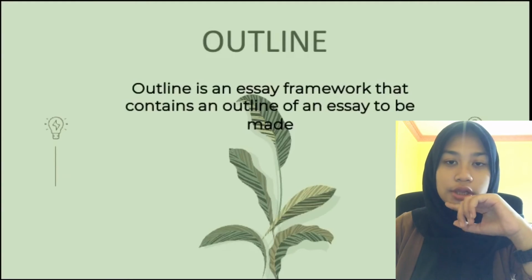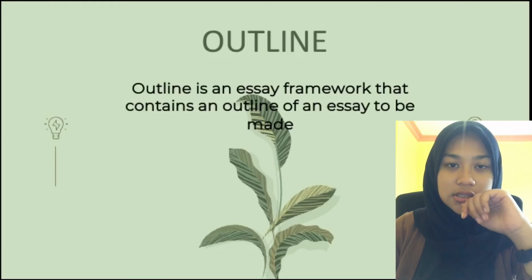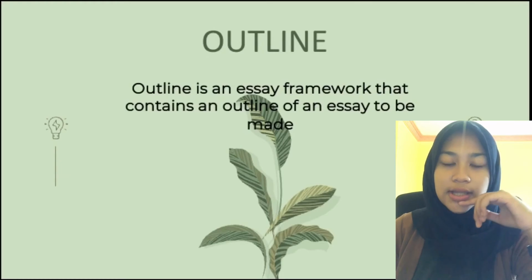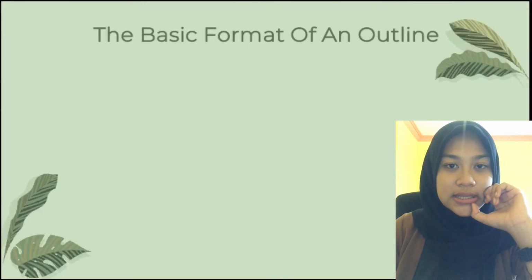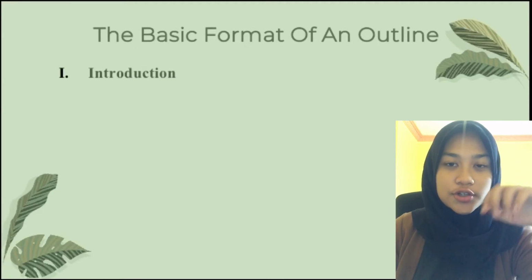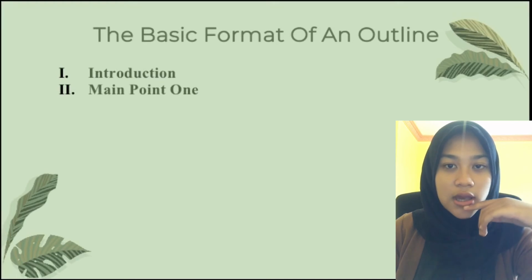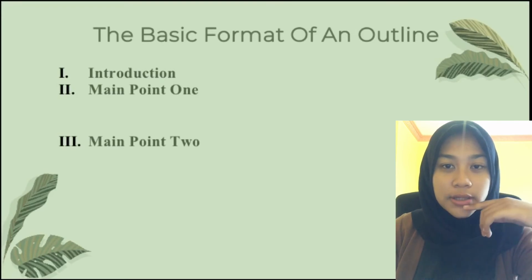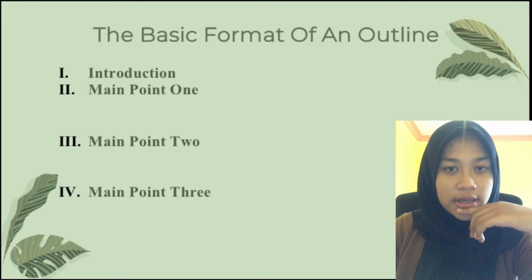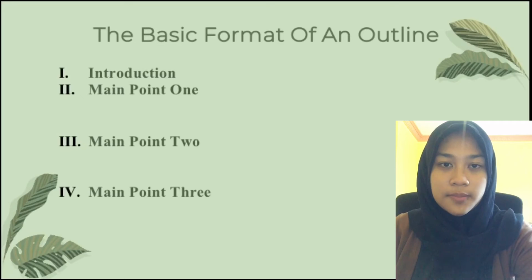Generally speaking, a formal outline uses Roman numerals and letters as the basic format of the outline. So we're going to start with Roman numerals. The first thing you are going to put in your outline is your introduction. Point number 2 on your outline will be the main point you want to make in your paper, followed by main point number 2, followed by main point number 3, and you can continue on however many main points you have.